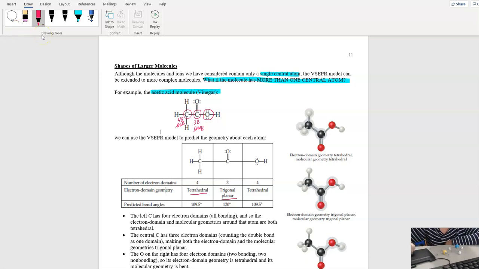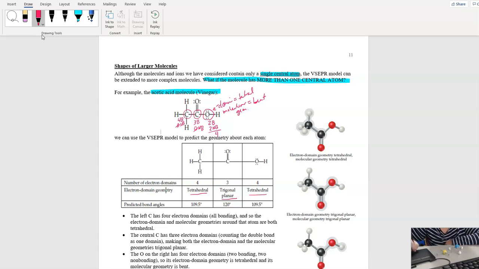Okay? And what about this oxygen? I know you're staring at it saying, ooh, that looks like linear. I think it's linear. Well, don't be betting on linear because you have 2 bonding, 2 non-bonding, and that still has to equal 4. So electron domain name is tetrahedral, but its molecular geometry name, because it has lone pairs, would be called bent.